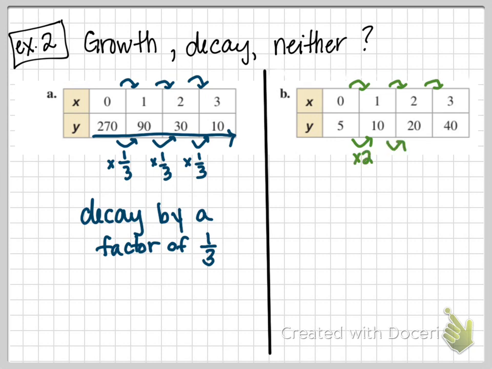Very good. Multiplies by 2. We are multiplying by 2, and it always has to be a factor. We have to be multiplying. So we would call this exponential growth by a factor of 2. Because it's going up. If it's decay, you're always going to have a factor that's a fraction. If it's growth, you're always going to have a whole number factor.